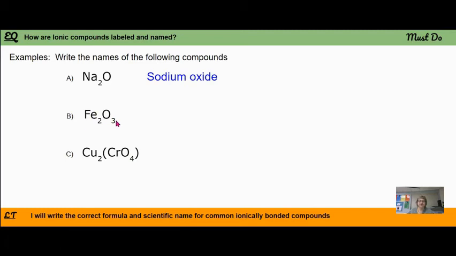Fe2O3. Fe is iron. O is oxygen. The 3 that's right here is the ion number for the iron. And so we're going to write iron 3 oxide, right? So iron, Roman numeral 3, and then oxide.